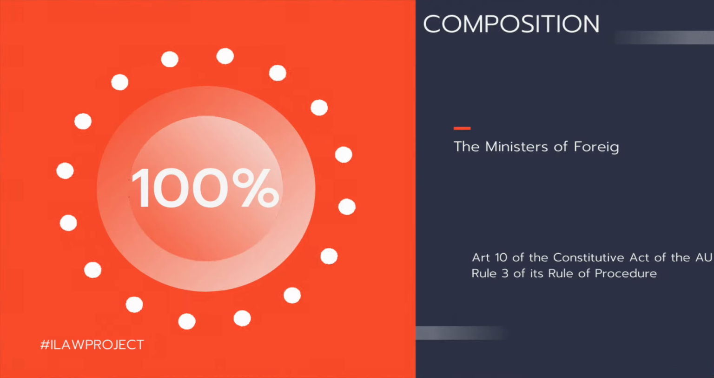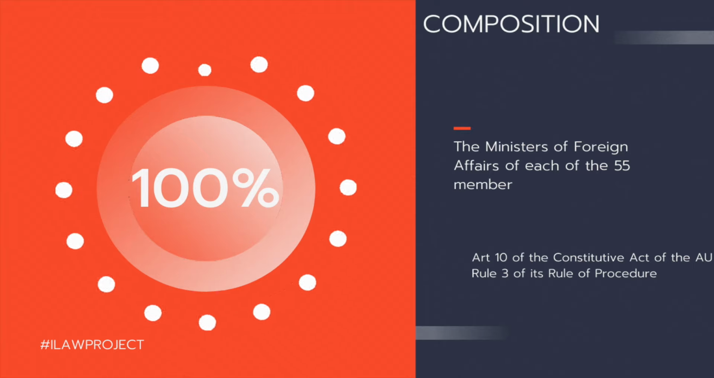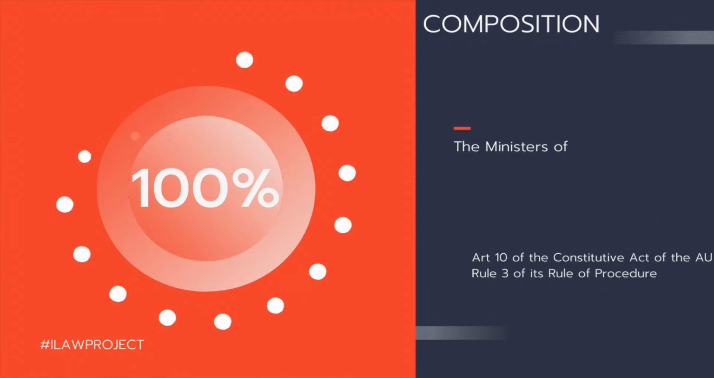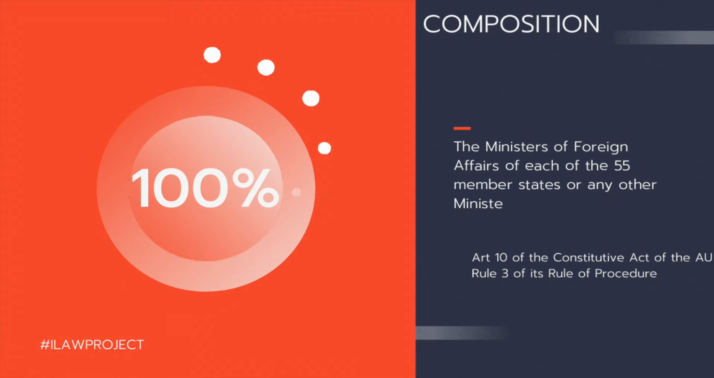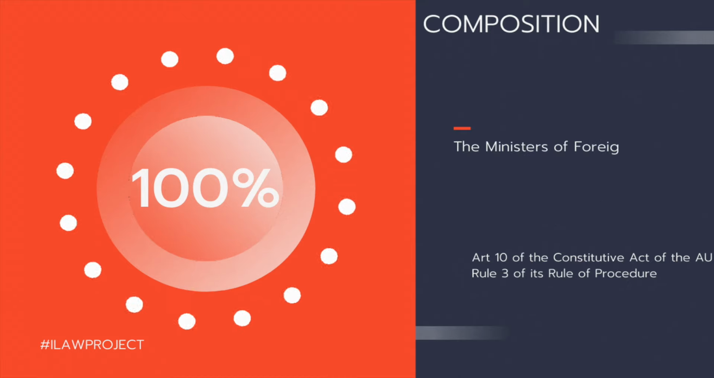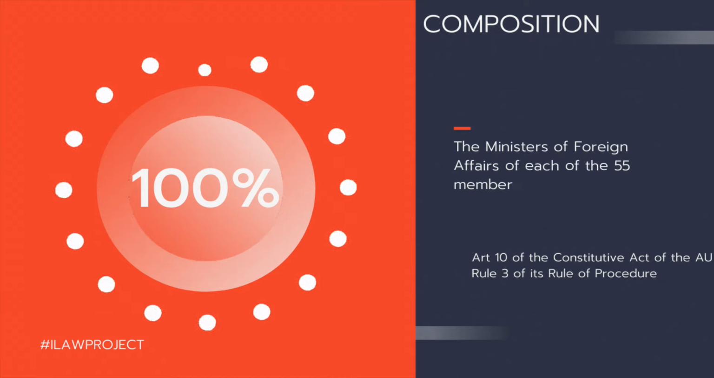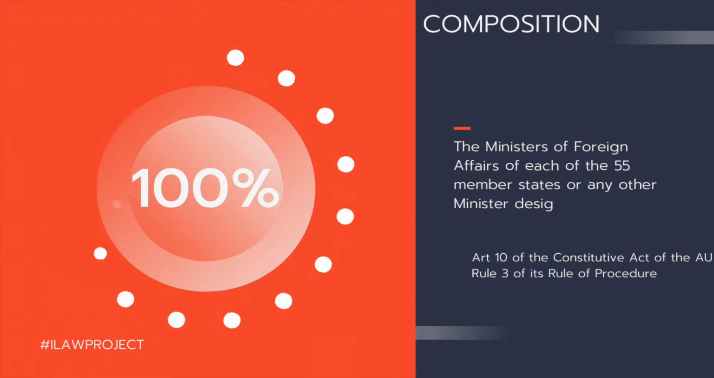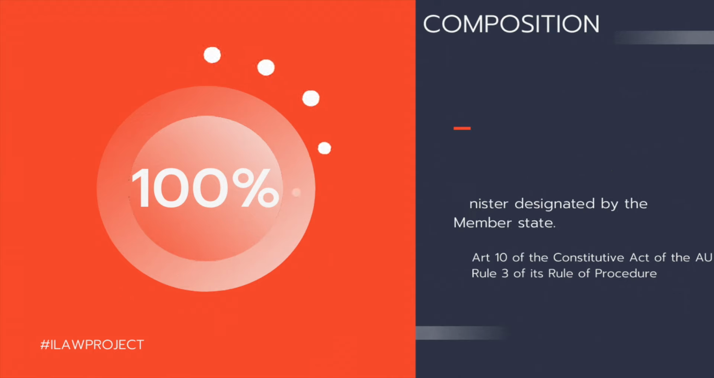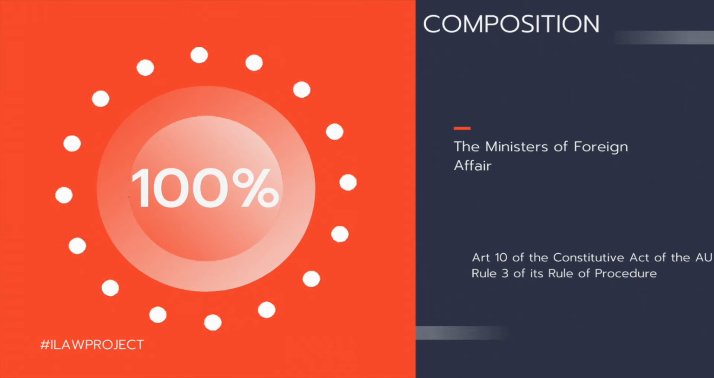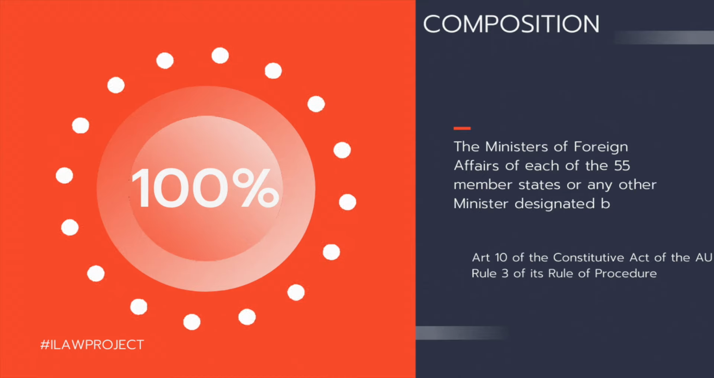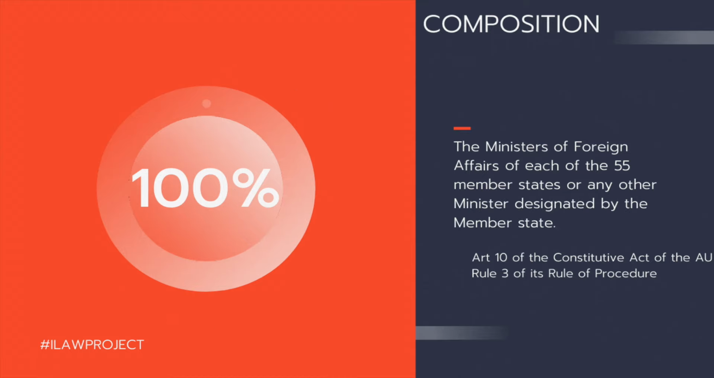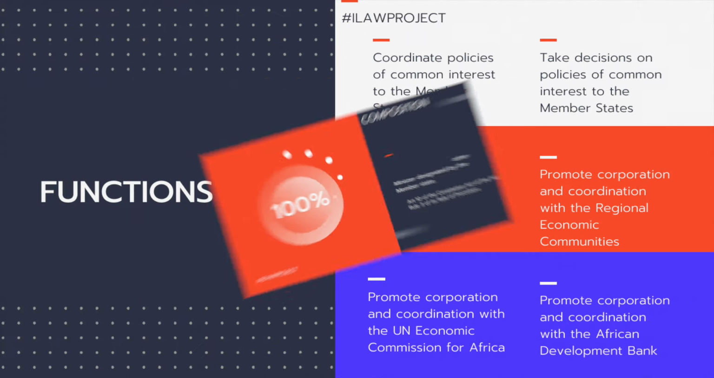The Executive Council, which we will refer to as the EC going forward, derives its legitimacy from Article 10 of the Constitutive Act of the AU. Paragraph 1 of Article 10 of the Constitutive Act and Rule 3 of the Rules of Procedure of the EC speak to its composition: the ministers of foreign affairs of each of the 55 member states or any other minister designated by the member state.